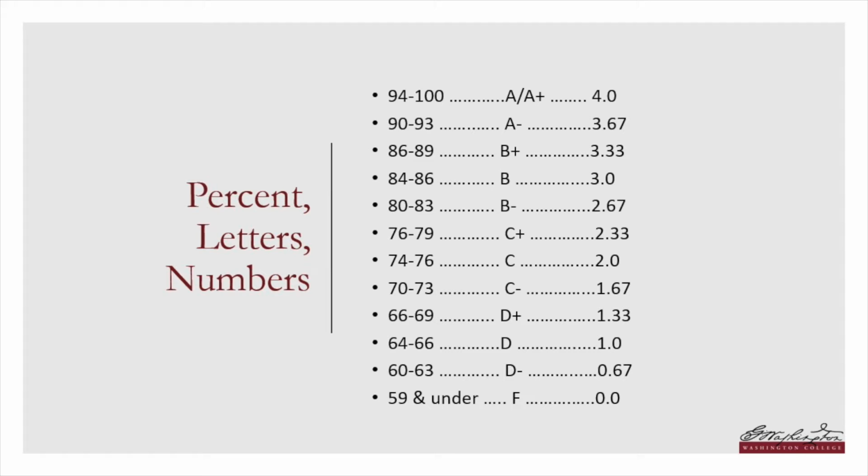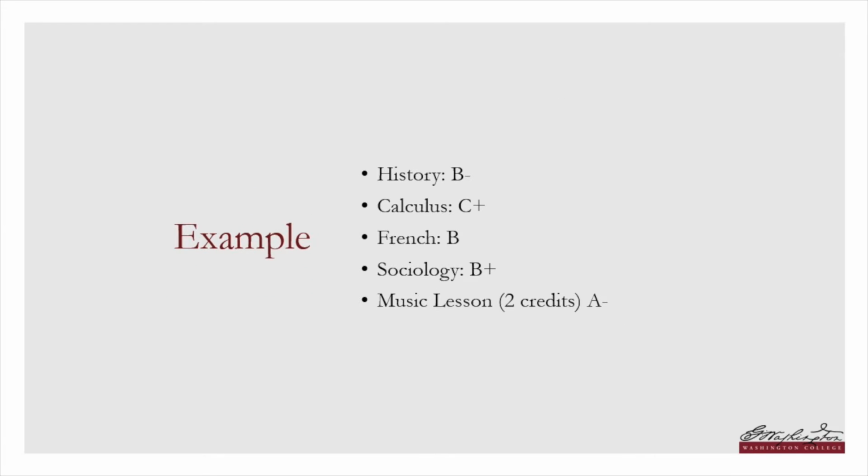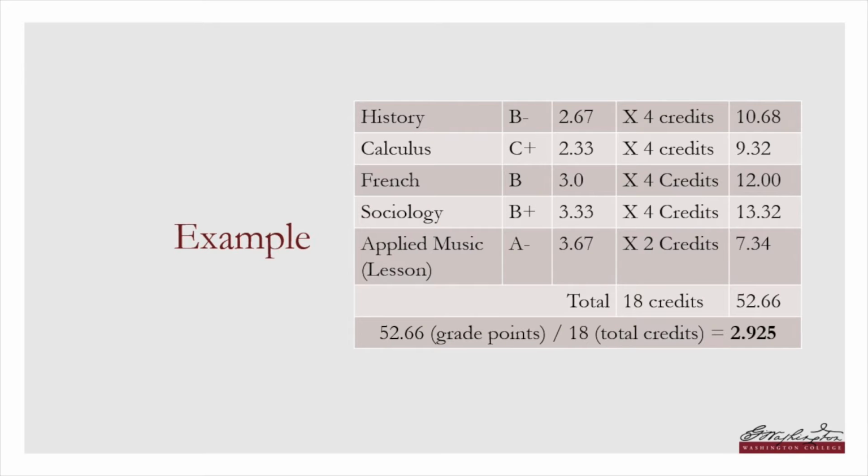So how does GPA really work? Look at the last set of grades you got. Depending on when you're watching this, maybe you got midterm grades or maybe it's your final grades from last semester. And I'll take you through an example. First, you have your grades. B+, B-, C+, B, B+, and a 2-credit class where you got an A-. So you want to figure out what those grades mean on a GPA scale. So here they are with the GPA points.